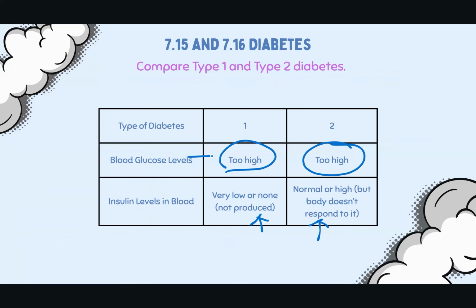So blood glucose is really high, but in type 1, insulin levels are very, very, very low, because type 1 diabetes means the body doesn't produce enough insulin. But in type 2 diabetes, the insulin levels are normal and sometimes they're really high because the body's trying to compensate for the fact that the insulin is not having an impact. So it keeps making more and more and more of it.